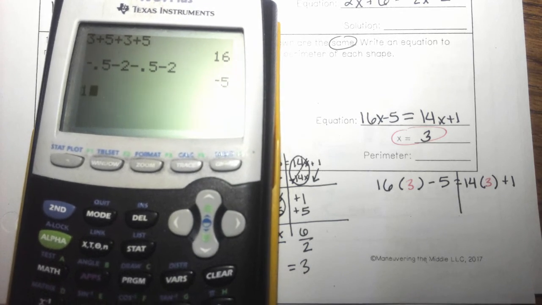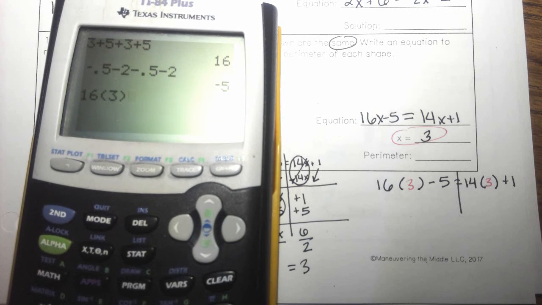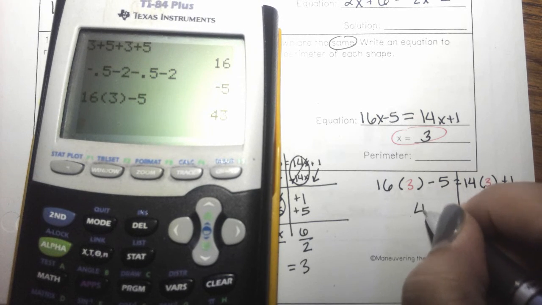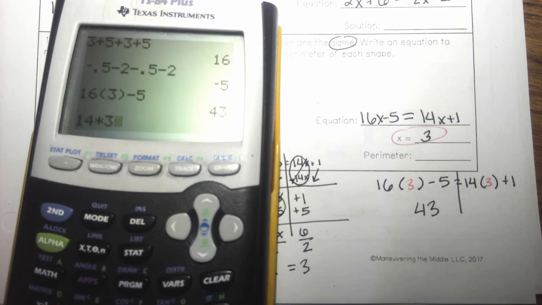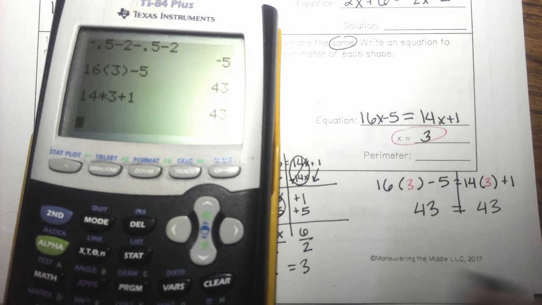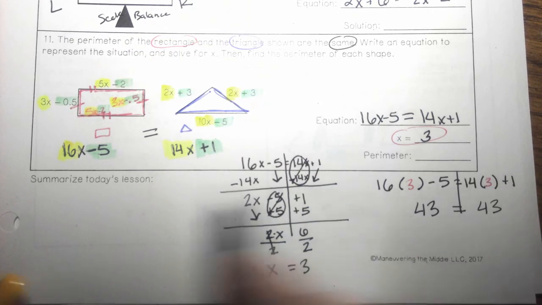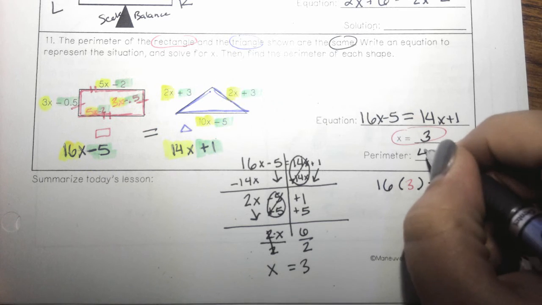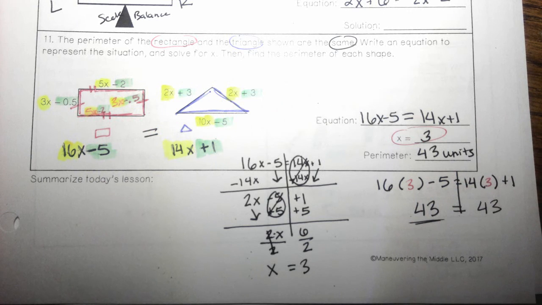We've got 16 times 3. You can use the parentheses or the multiplication key. And then minus 5. And we get 43. On the other side, I've got 14 times 3 plus 1. We get 43. So that means I know I got my answer right. X was 3. X doesn't tell me much, though. What I need to know about these shapes is the perimeter. The perimeter is 43 units, because they didn't tell us how long each of those sides was.